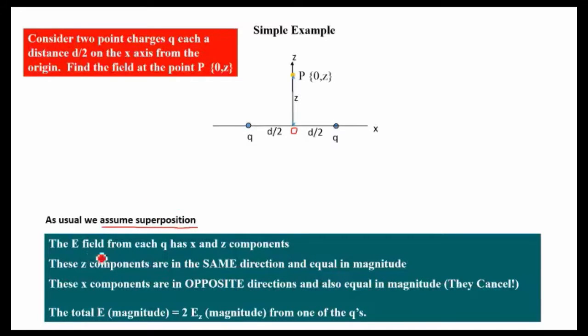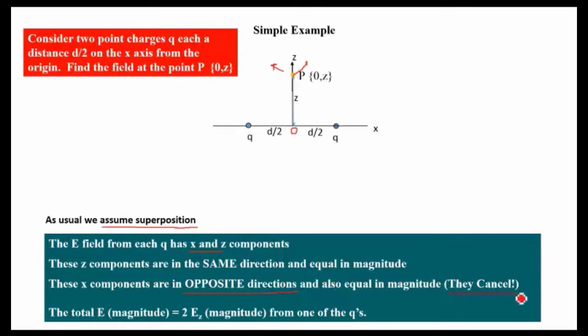And if we look at the E field from each q, it has both x and z components. So for example, the field due to this charge at this point here would be off in that direction like that, and this one would be off in this direction. Sorry for the crude writing here. So they have both x and z components. The z components are in the same direction, and they're equal in magnitude because of the symmetry. So in other words, this component here is in the same direction, so those are going to add. On the other hand, the x components are in the opposite directions. If we consider the fact that they both have the same magnitudes, when we add them, they're going to cancel.